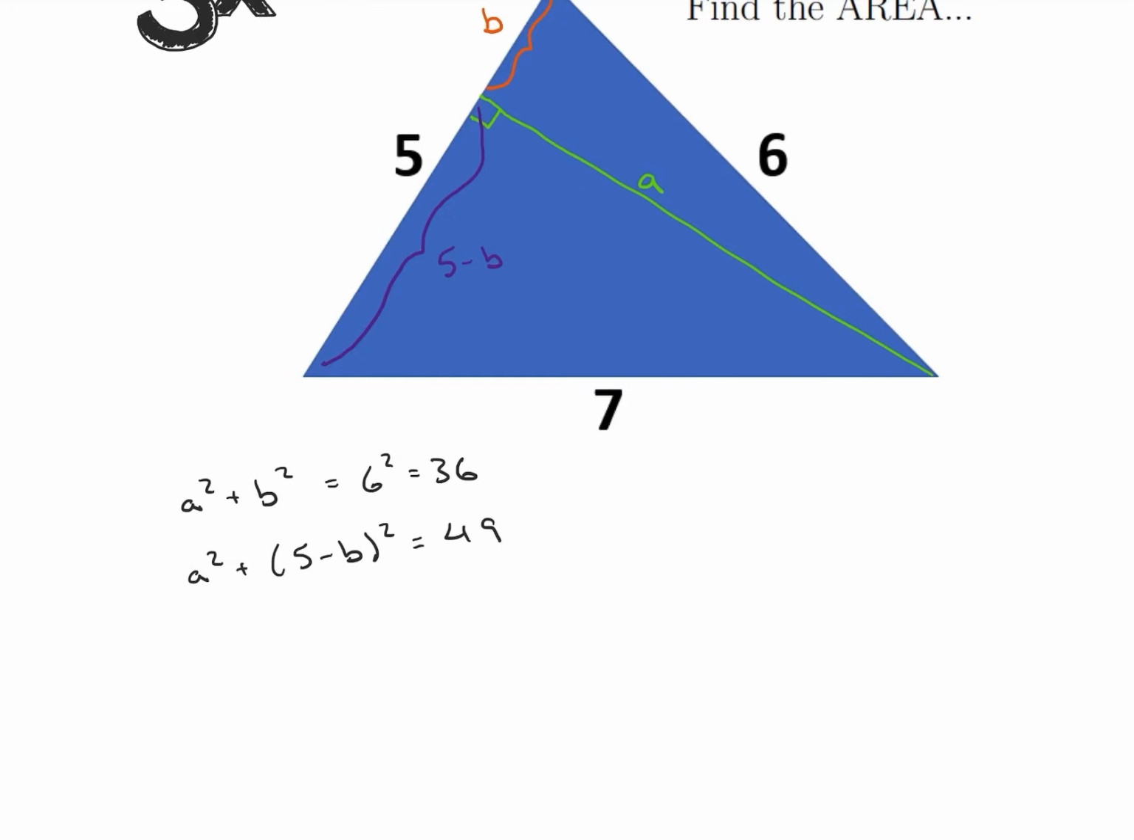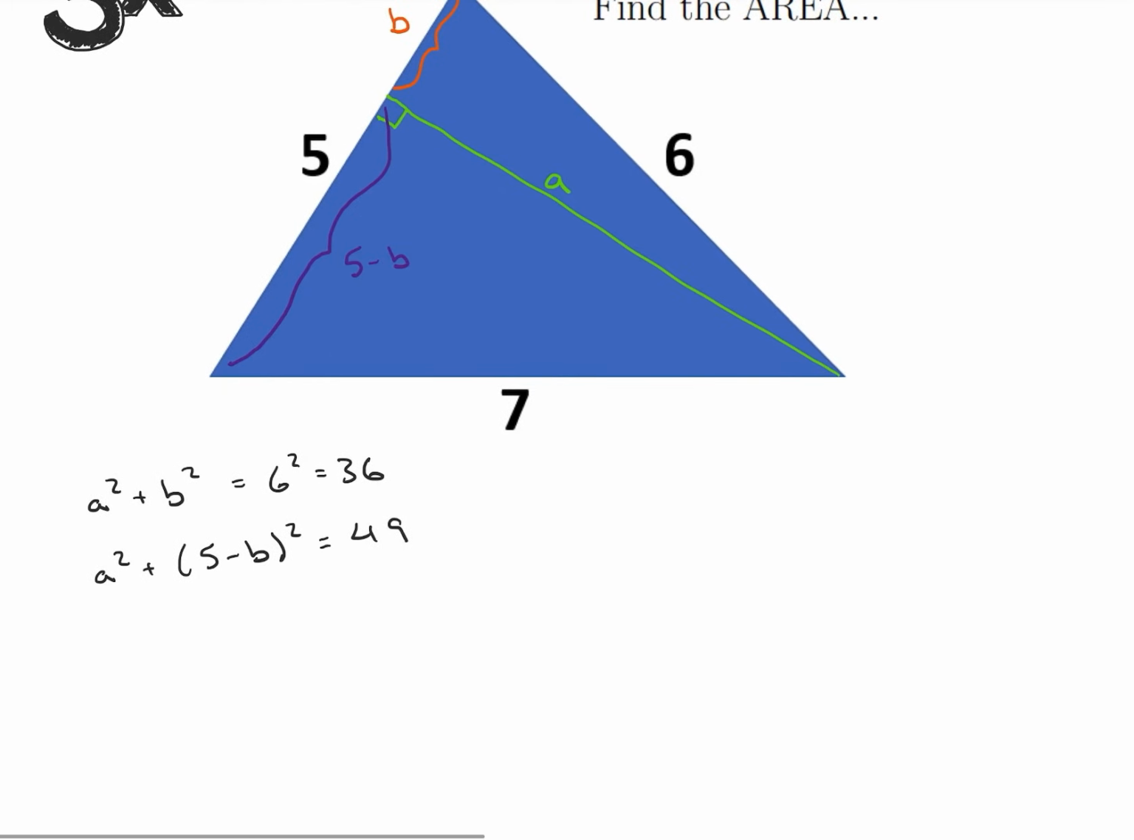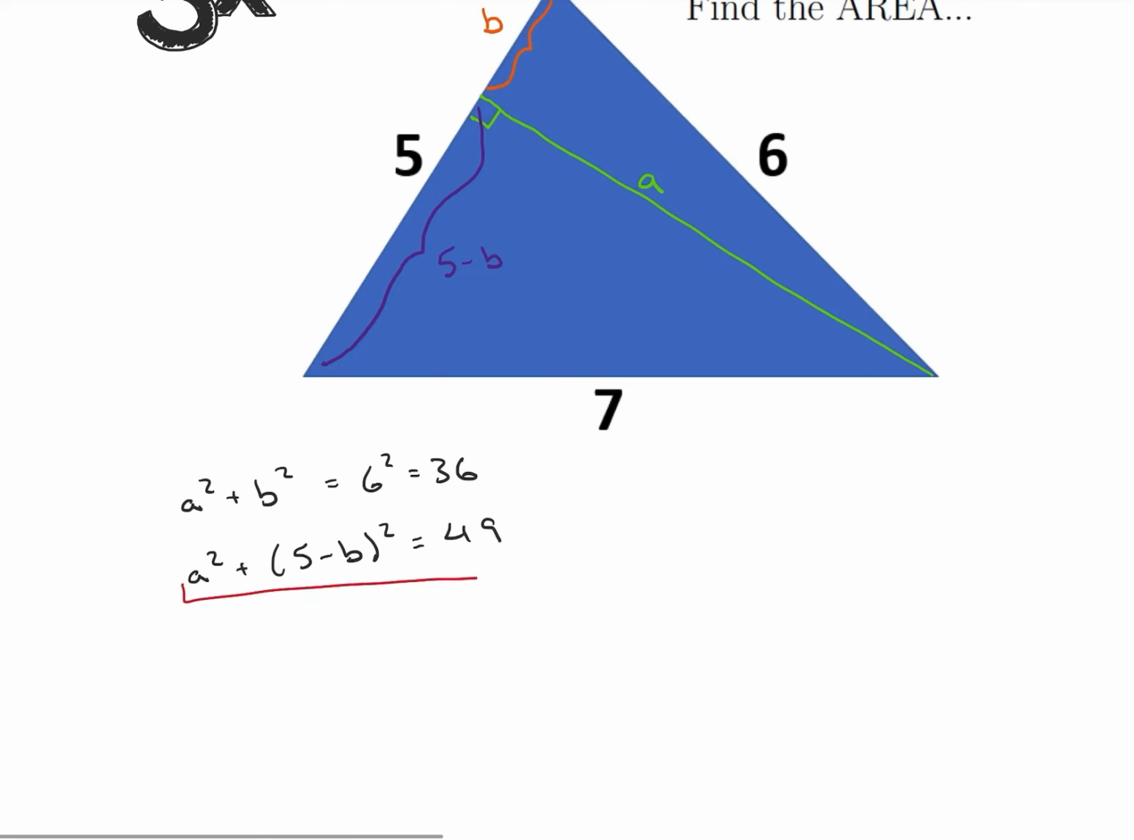Okay, so what I can do here is let's look at this second equation. I'm going to write it as A squared plus, and then I'm going to multiply this out. So I get B squared minus 10B plus 25 is equal to 49. And I'm going to rewrite that with just A squared plus B squared on one side. I get A squared plus B squared is equal to 24 plus 10B. So I subtracted 25 from both sides.